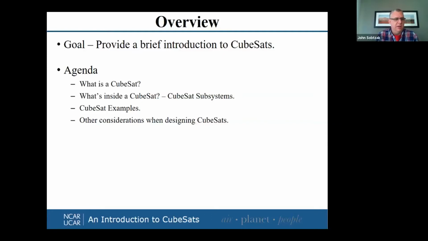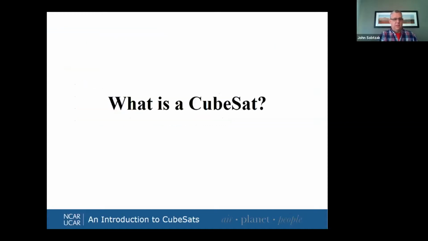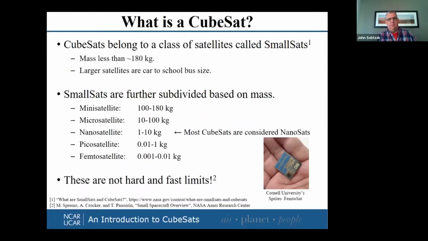I'm going to talk about the engineering challenges of CubeSats briefly before I talk about the subsystems. And then I have several examples of the CubeSats I've worked on and some other ones I would like to show. That will make up the bulk of the presentation. There are some other considerations I put together on other slides, but I don't know if I'll have time to cover those, but we'll find out. So let's talk about what is a CubeSat.